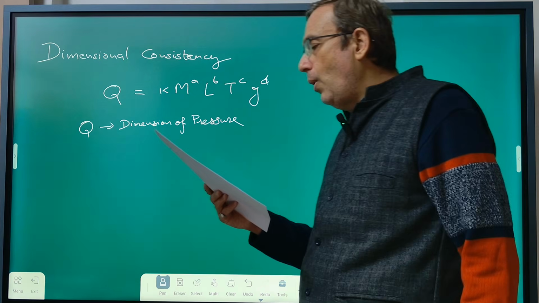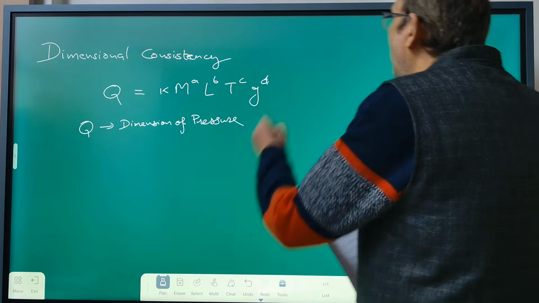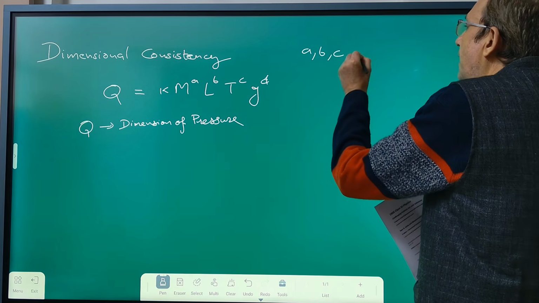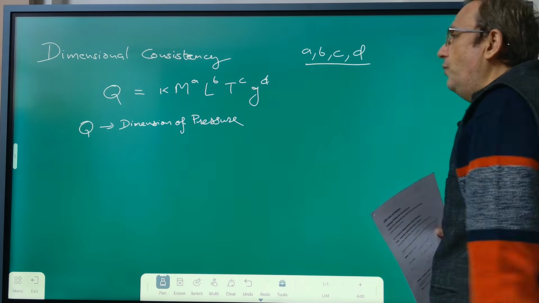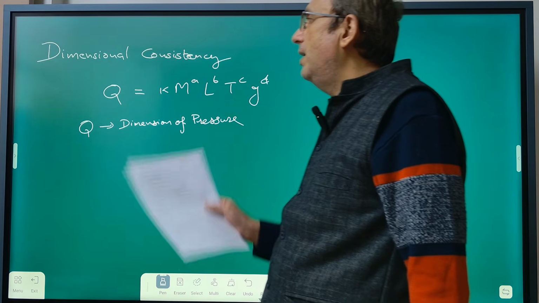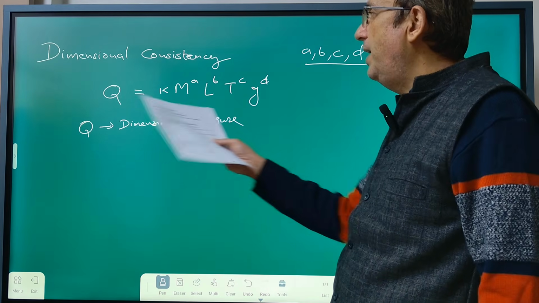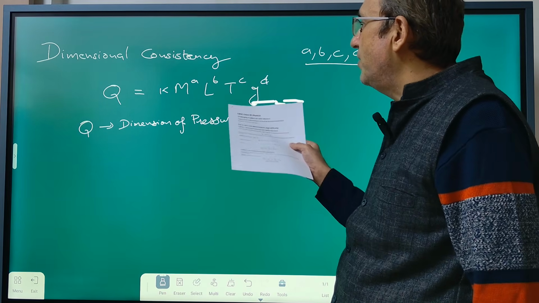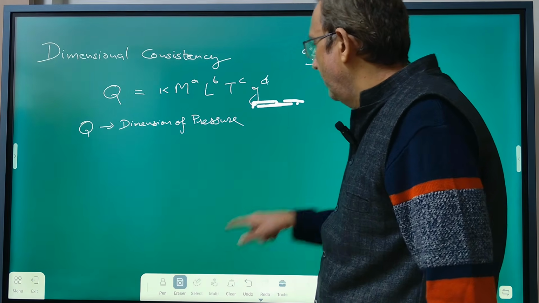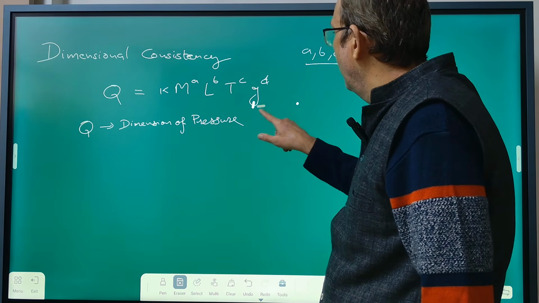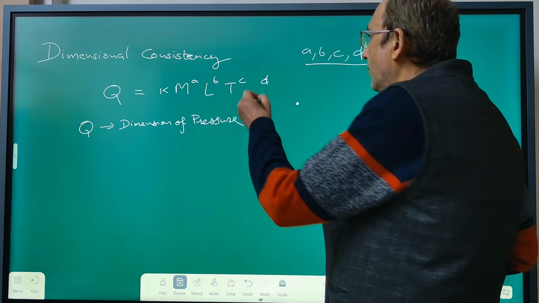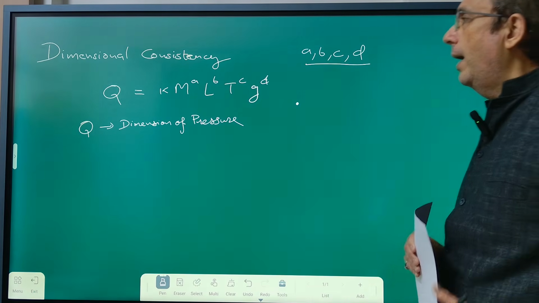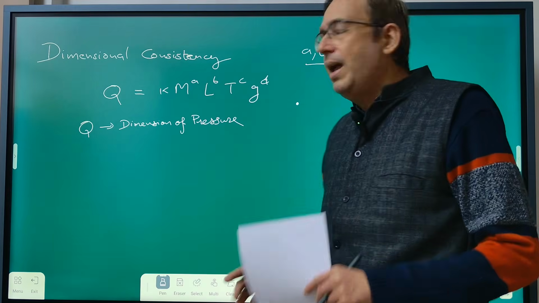What is required is that we have to find out the values of A, B, C, and D. Given that the quantity Q is related to these dimensions and the acceleration due to gravity in this particular fashion, and also Q has the dimension of pressure.